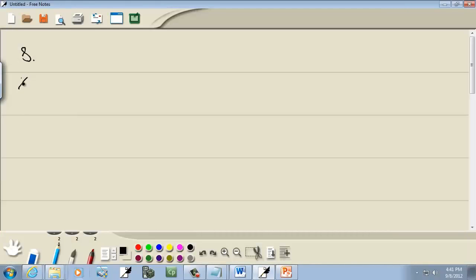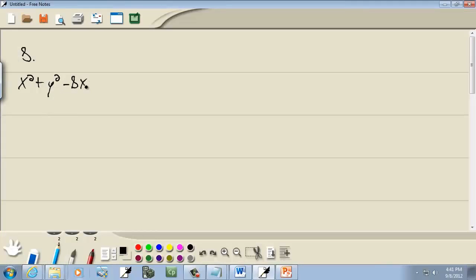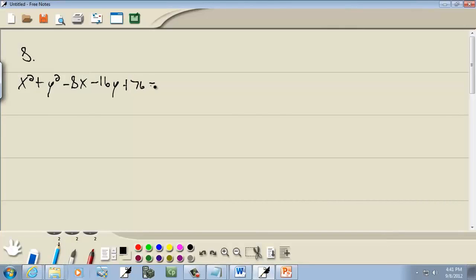Okay, so we got x squared plus y squared minus 8x minus 16y plus 76 equals 0. Now this is our general form. Remember how I said you have the squareds first, and then the first powers second, x, and then y, then your number.